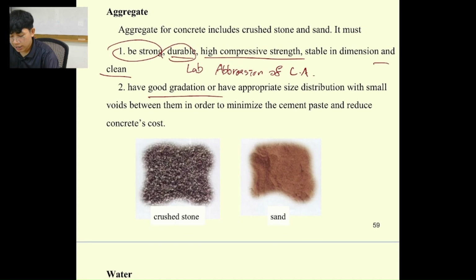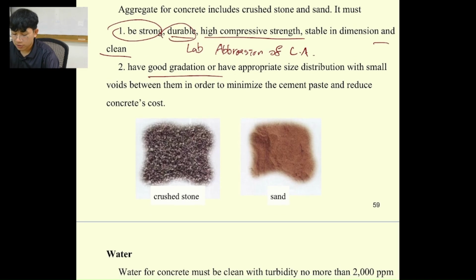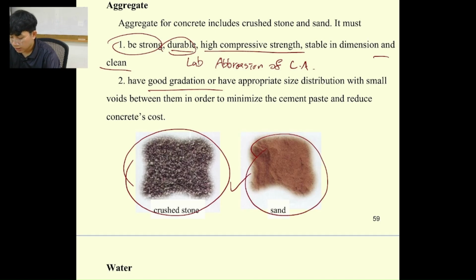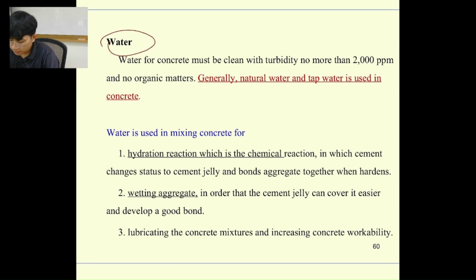Okay, if you can control the aggregate, everything is going to be better, because the strength of the concrete most of the time comes from these two, not the cement paste. The cement paste is just used as filler. And for water, I can just say it should be clean and clear, without any chemicals in it, so it can be used.